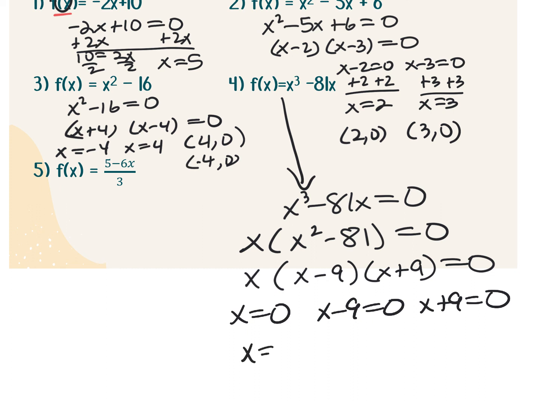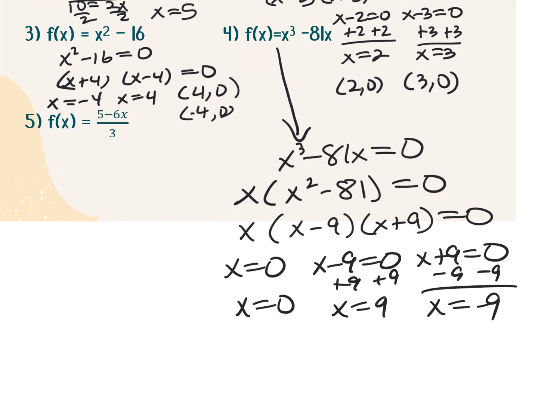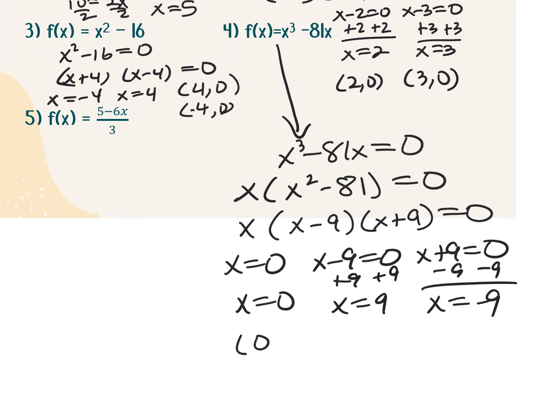So my first answer is 0. My second answer, positive 9, negative 9. And again, the order that you write these doesn't matter. So again, as x-intercepts, (0, 0), (9, 0), and (-9, 0).